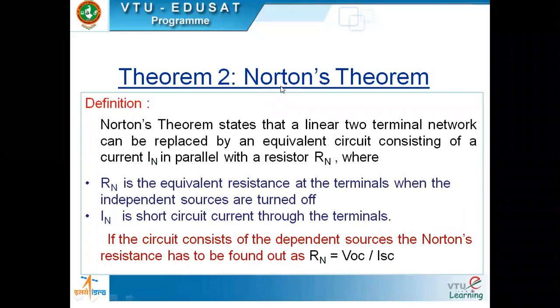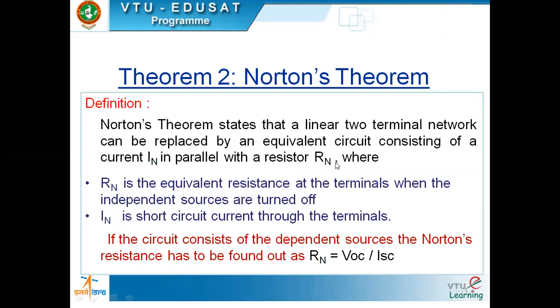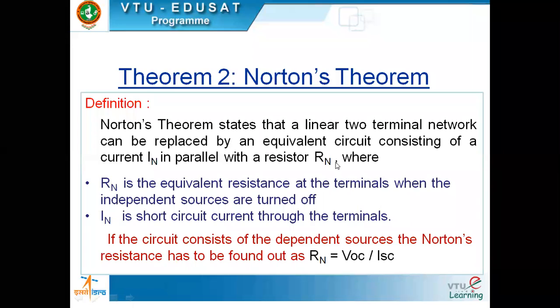This is very similar to your Thevenin's theorem that we have seen in the last class, and the definition is also 90% same. Where the changes would be, okay? Norton's theorem states that a linear two-terminal network can be replaced by an equivalent circuit consisting of a current IN in parallel with resistor RN. Okay, Thevenin's theorem, what was happening? Equivalent circuit consisting of a voltage VT in series with resistor RT, we used to say. So except that, everything is same.